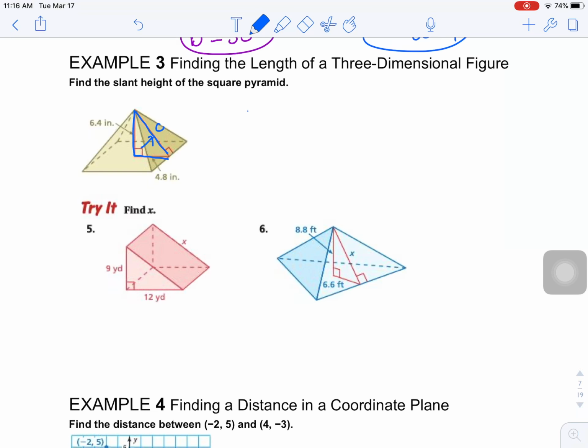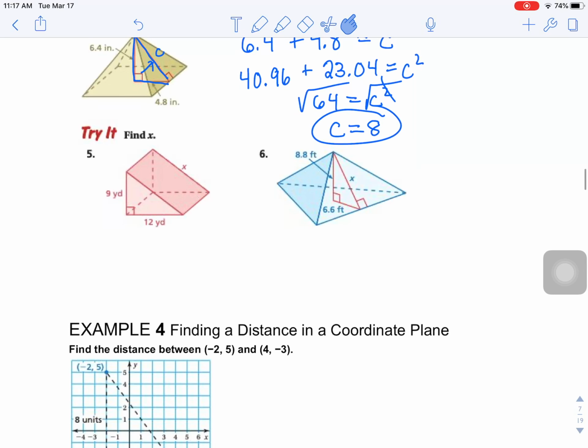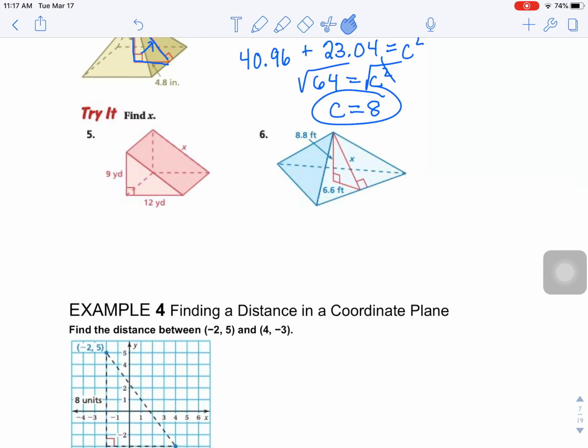So once again, I'm just plugging these numbers into my a squared plus b squared equals c squared. Once again, I'm going to use a calculator here to evaluate these pieces. I did not write that in a straight line, that's okay. If I add those two together, that would give me 64. So square root both sides. So c would equal 8. Again, feel free to pause the video here to do the two triangles on your own, and then you can play it to find out the answer.